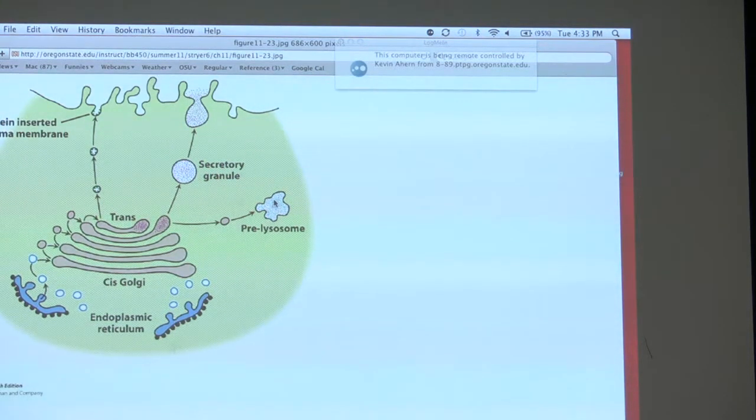So we can imagine that getting those enzymes into there is a very important thing to do. If we don't get those enzymes into there properly, we're going to have problems. And in fact, we do. I'm going to talk about a genetic disease in just a second that illustrates that principle.